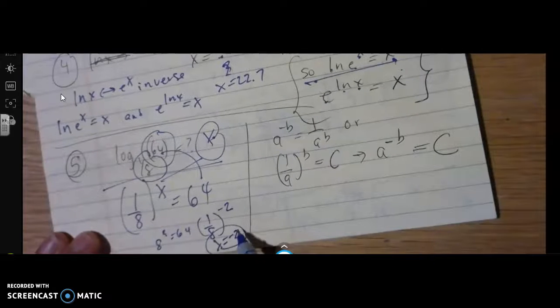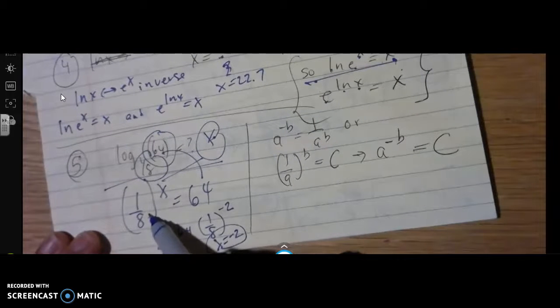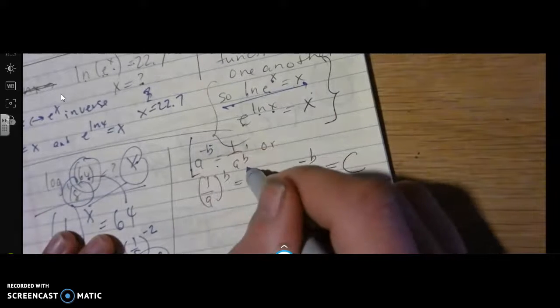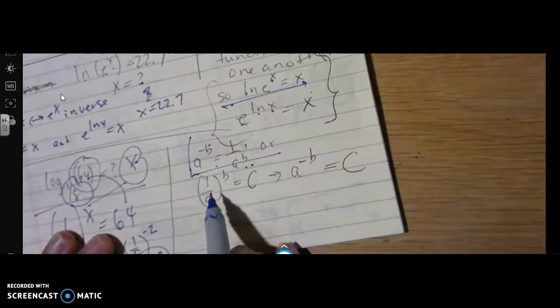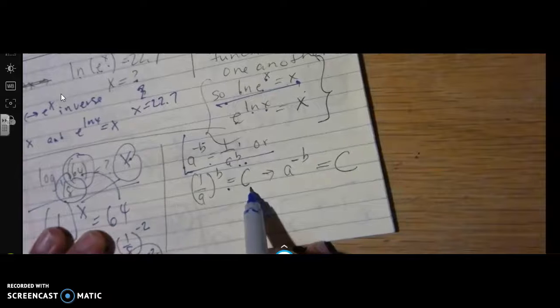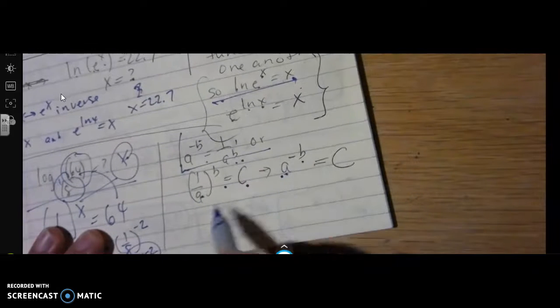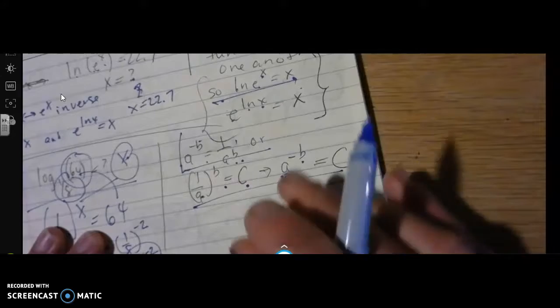So when you change the exponent from positive to negative, it just takes the reciprocal of the base. That's what's happening there, and there's your rule. So a to the negative b equals 1 over a to the b. Or if you have 1 over a to the b equals c, you can just take the reciprocal of a and make that negative b, and that equals c. That's the rule that I use right there. Okay.